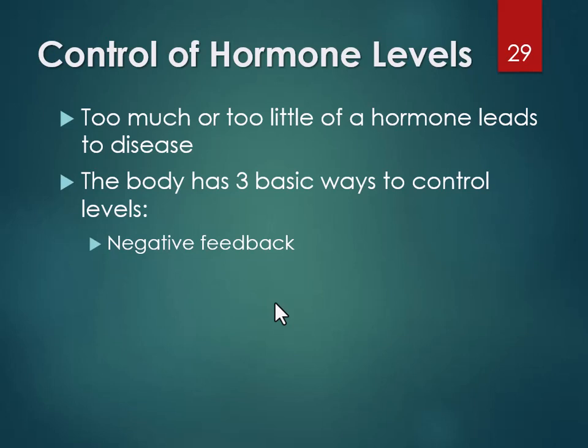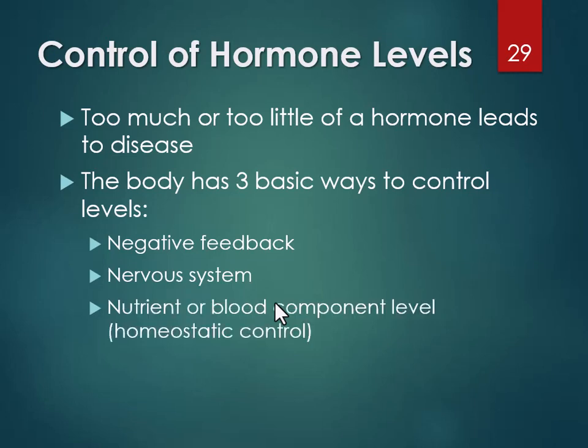One way is negative feedback, and I kind of showed you that just now with estrogen. One way is the brain. The nervous system is in control of a couple of the hormones. And last, a nutrient or a blood component determines how much hormone is released. And the good example of this one is insulin. The more sugar you eat, the more insulin is released. So it's controlled by your diet until you can't anymore.